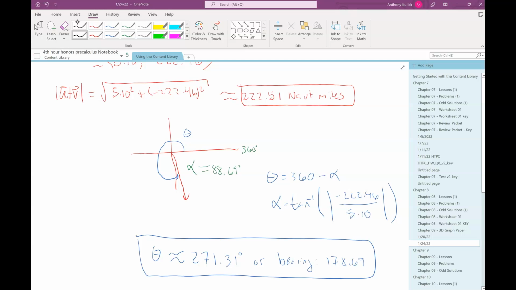So the bearing would be like, if you drew another arrow down. So this is the bearing. Yeah, okay, gotcha. That's what I was thinking. Yep, always from north. Okay.